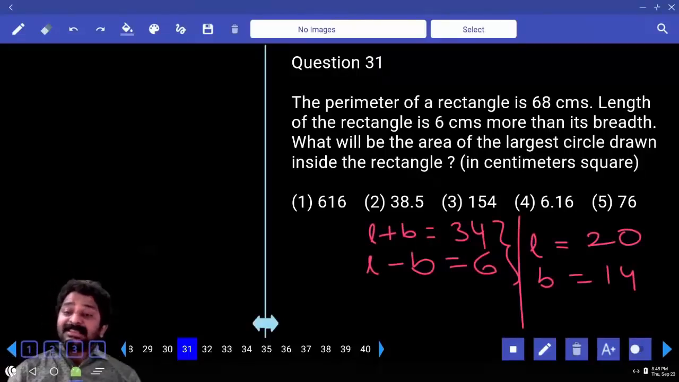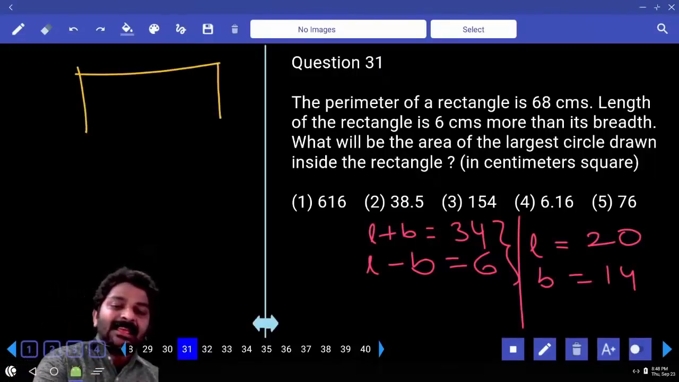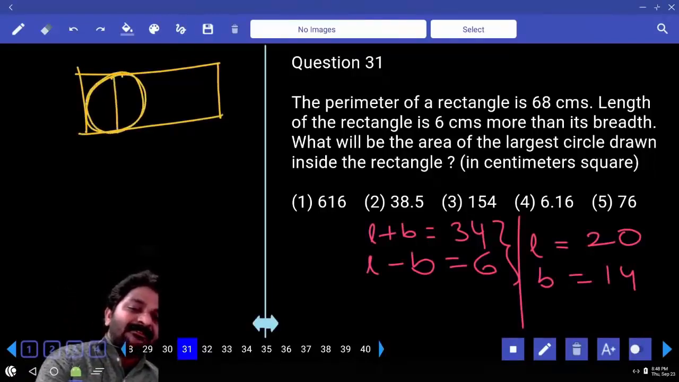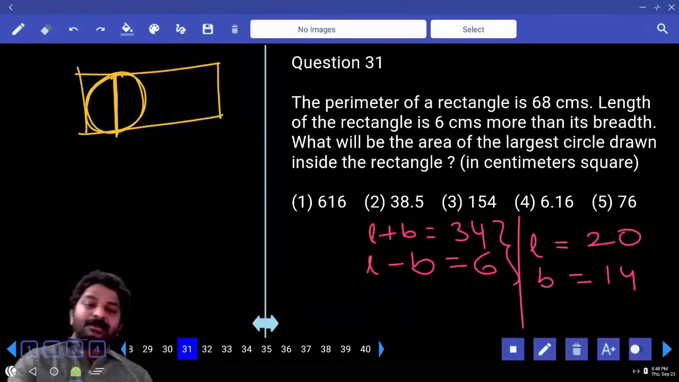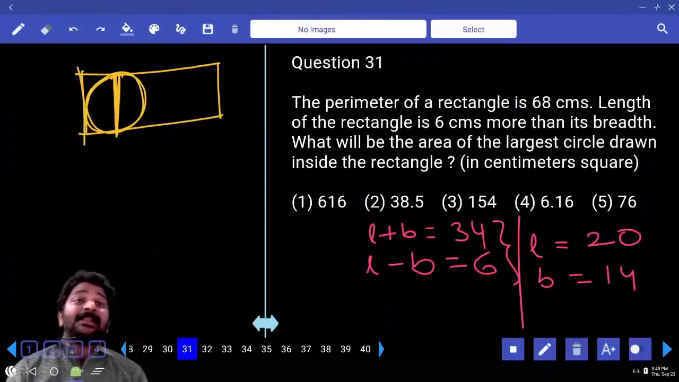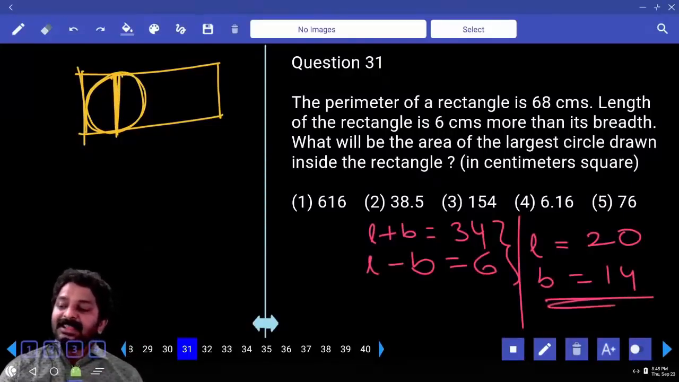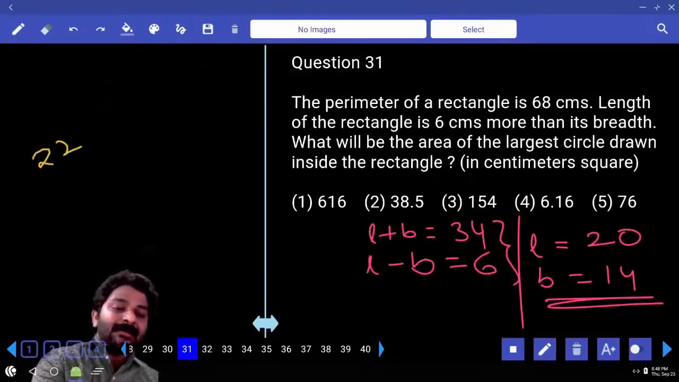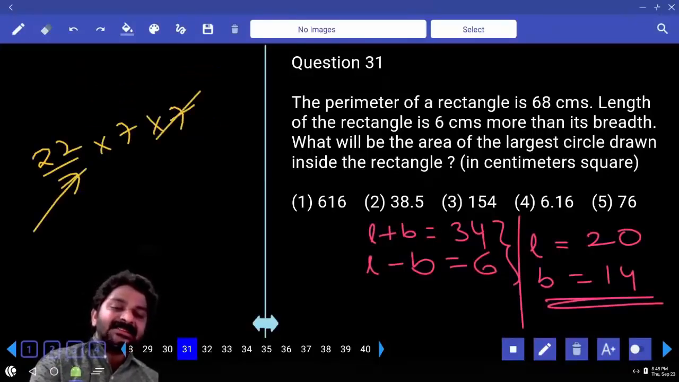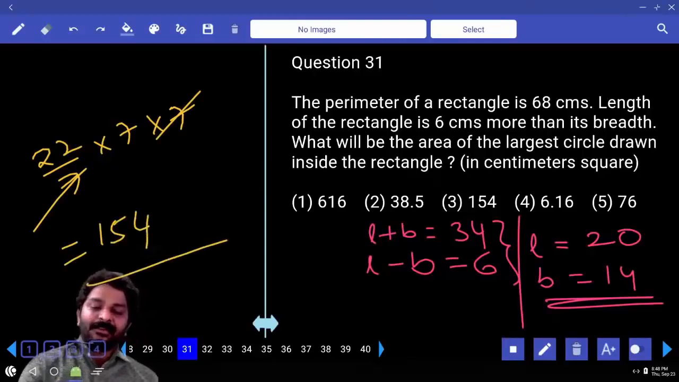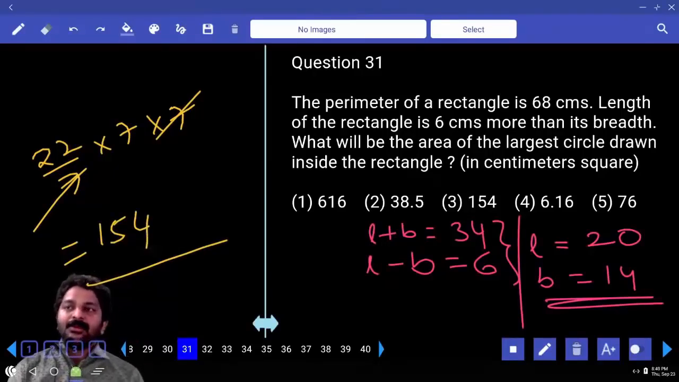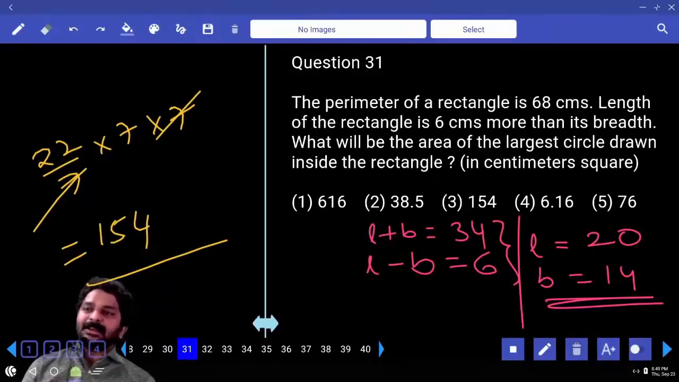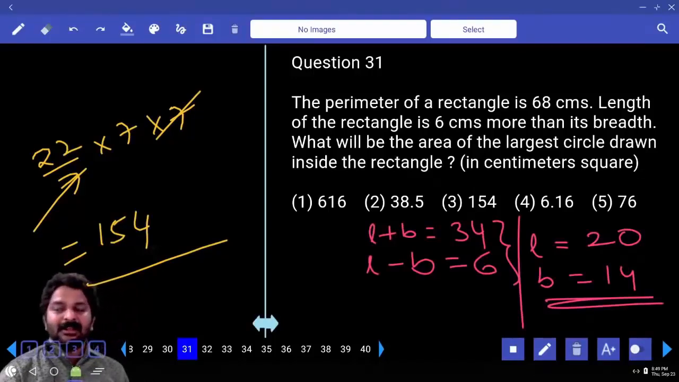What will be the area of the largest circle drawn inside of the rectangle? In a rectangle, the largest possible circle that can be placed will be along its breadth. So breadth of the rectangle must be equal to diameter of the circle. So diameter of the circle is 14. Then radius 7. And you are asked to calculate area. Pi r square. 7, 7 cancel. 22 by 7 times 154 final answer. Usually when you are asked to calculate area, we will verify the 11 multiplication rule. But here multiple options are there. Except fifth option all are 11 multiples. So hence we are forced to calculate this.